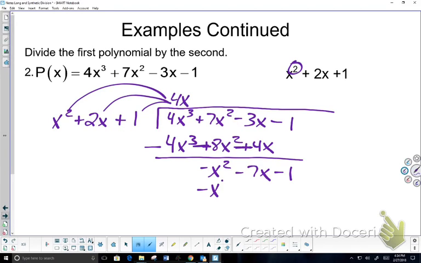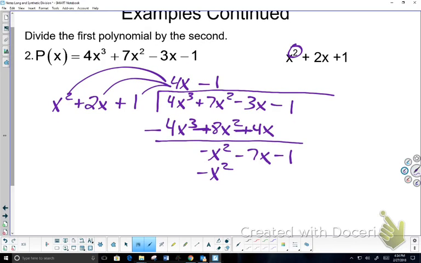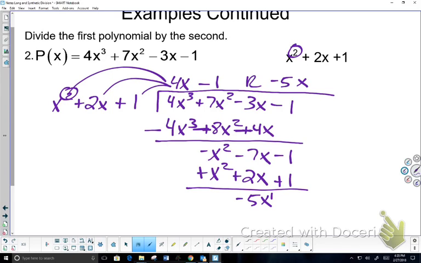Once again, we're going to write that first term, negative x squared. What times x squared is negative x squared? That's going to be negative 1. Negative 1 times x squared is negative x squared. Negative 1 times 2x is negative 2x. And then negative 1 times 1 is negative 1. Draw the line, change the signs. And you're going to get negative 5x and 0. This is how you know when you're done. This is a degree of 1, and the minute the degree down there is less than your divisor's degree, you are done. So this will be a remainder of negative 5x.